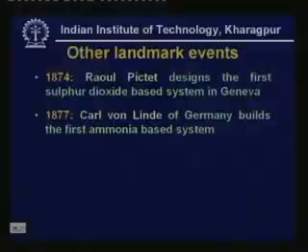Then in 1877, Carl von Linde of Germany built the first ammonia based system. This is really a landmark in the history of refrigeration, because ammonia is one of the most important refrigerants, and even today there are large systems working with ammonia, and it's a very, very important refrigerant.